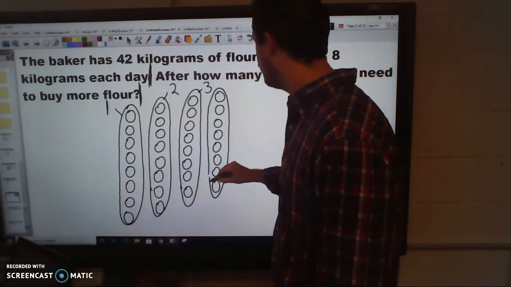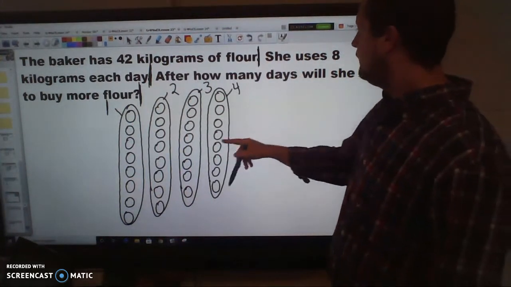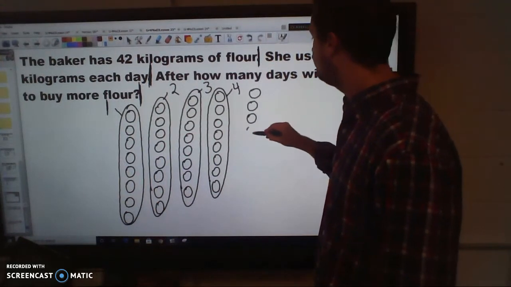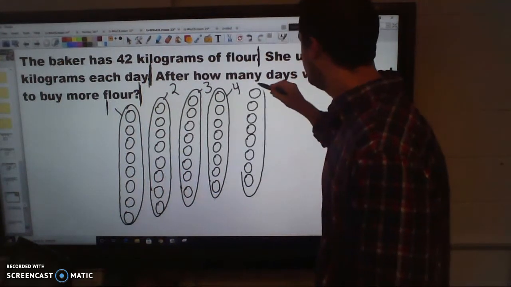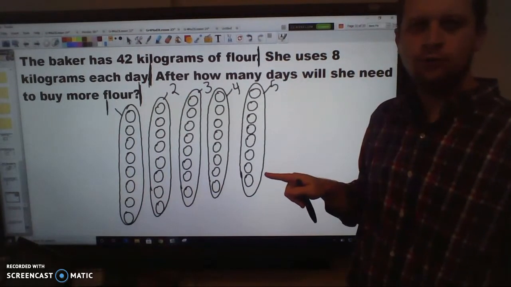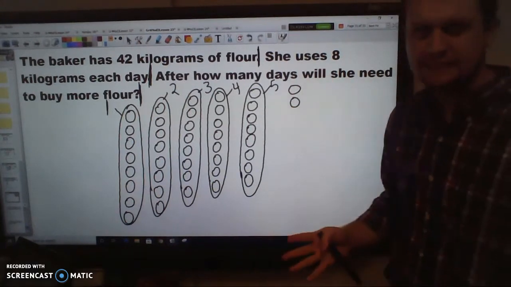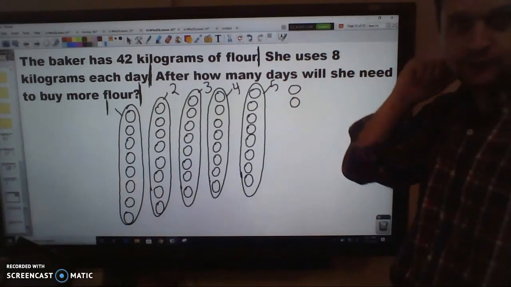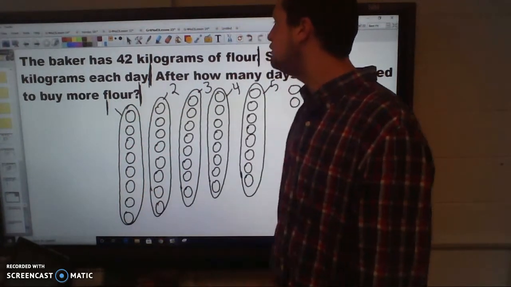So after 4 days, she's still good. Let's keep it going. 8, 16, 24, 32. 33, 34, 35, 36, 37, 38, 39, 40. So 5 days, she is good. Let's keep going. 41, 42. We got to stop there. So we have our 42. We put them in groups of 8 because that's how much she uses each day.